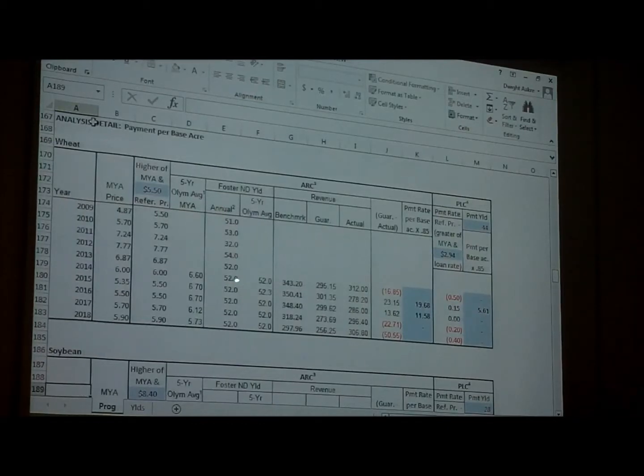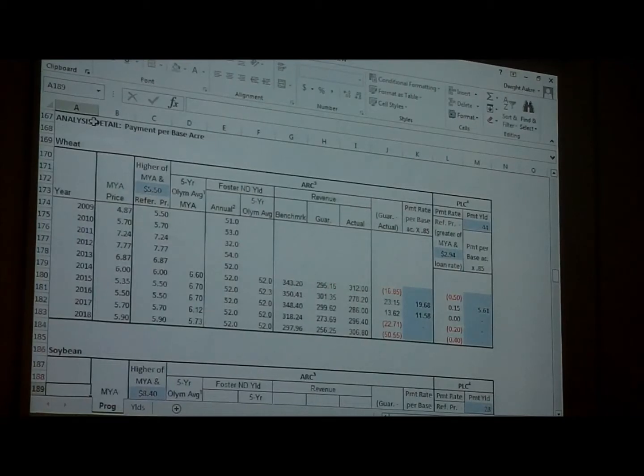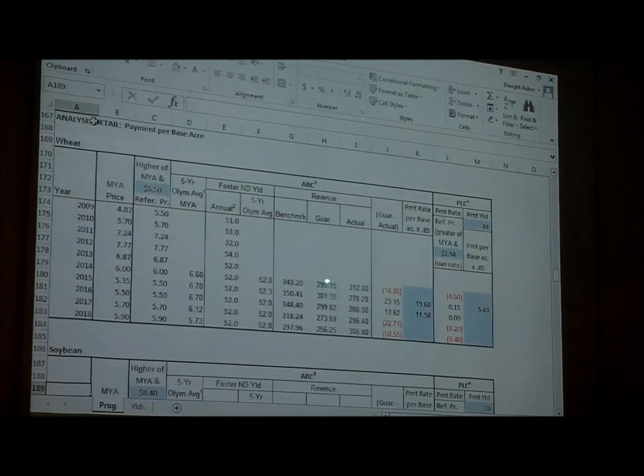Well, the current revenue at a $6 price and 52 bushel yield is 312. Our guarantee, which is 86% of the benchmark, is 295. Therefore, no payment. It's out of the money by almost $17.